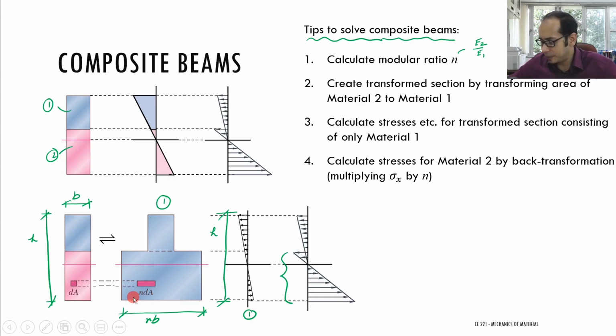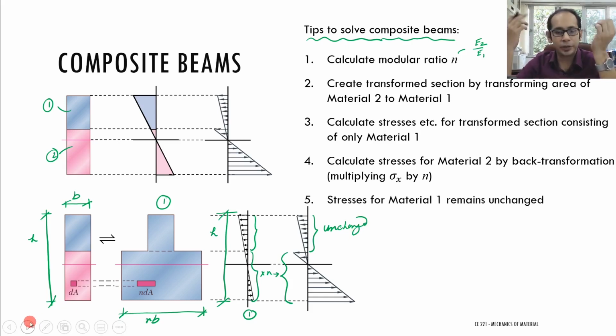And the last step, it's not particularly a step. Now you know how to calculate the stresses for material 2. You take these stresses over here, and you simply multiply with n. That will lead you to these stresses over here, and this one and this one remain unchanged. So that is essentially the last step, that your stresses for material 1 remain unchanged.